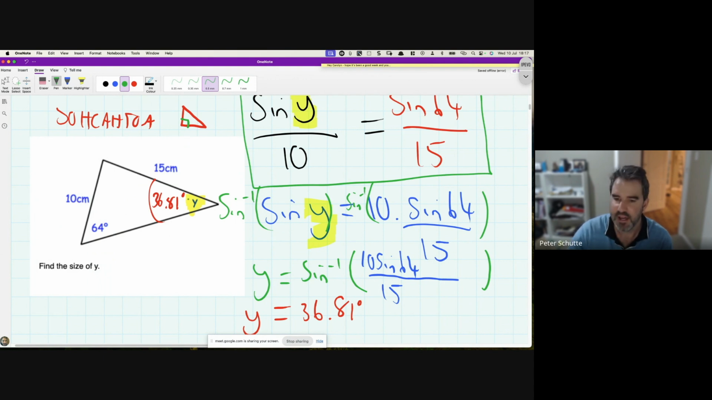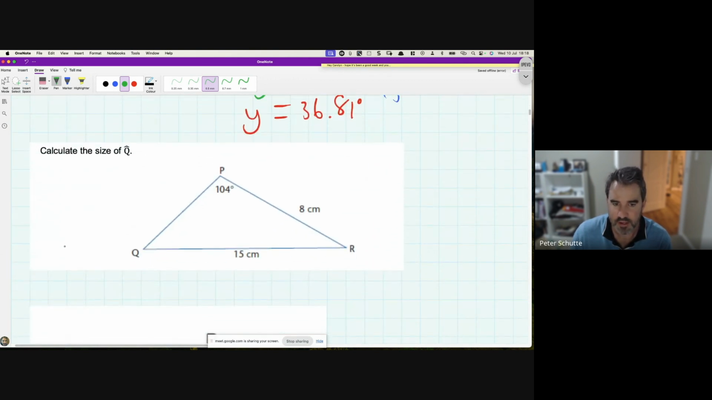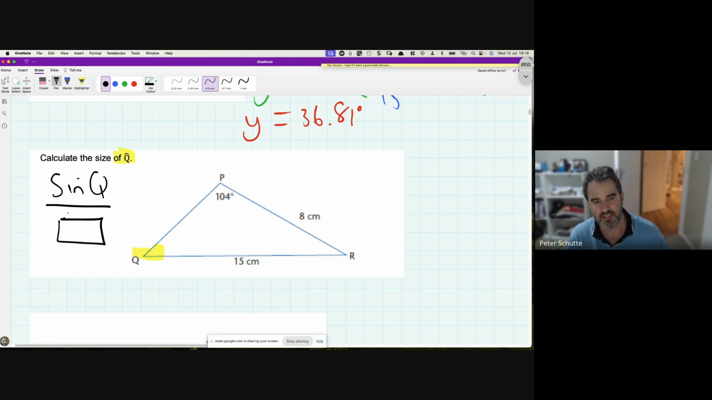Okay, so let's do another example of this just to practice, or we'll do this together. There is no right angle in sight, but the question says find this angle Q. So using this new thing called the sine law, I'm going to write the sine of Q over something. What is that something going to be based on what we've done so far today?